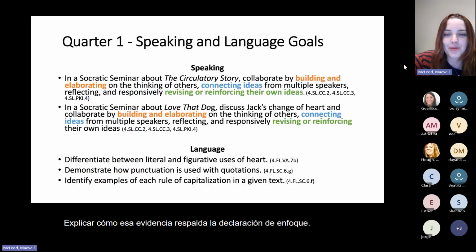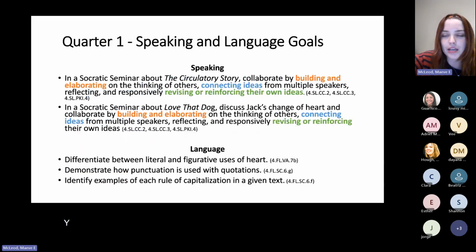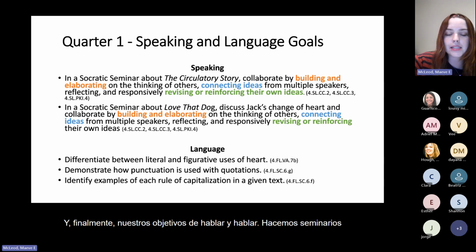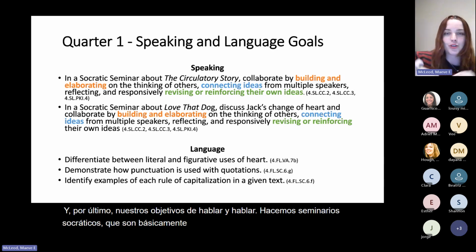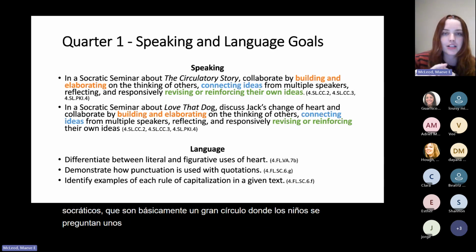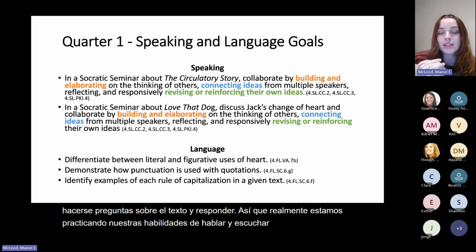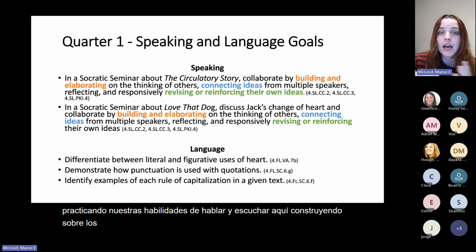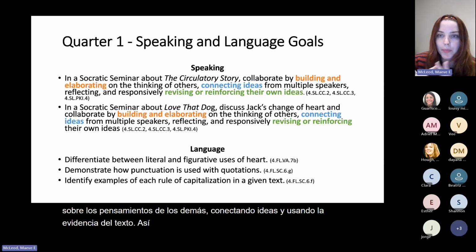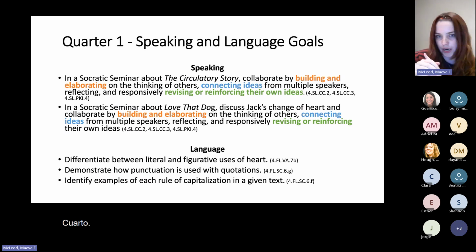And then finally, our speaking and language goals. We do Socratic seminars, which are basically a big circle where the kids get to ask each other questions about the text and answer. So really, we're practicing our speaking and listening skills here by building on the thoughts of others, connecting ideas, and using evidence from the text. So we did that with both of our books that we read this quarter. First one was Circulatory Story. Second one was Love That Dog.